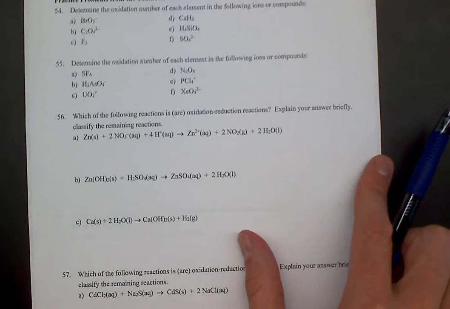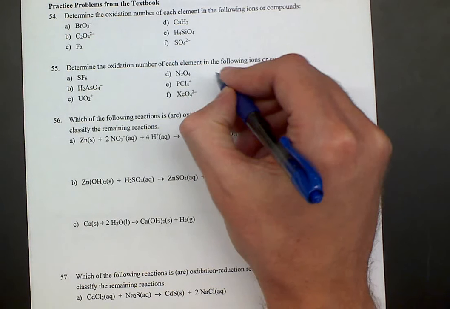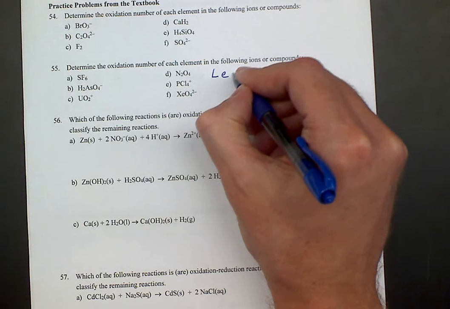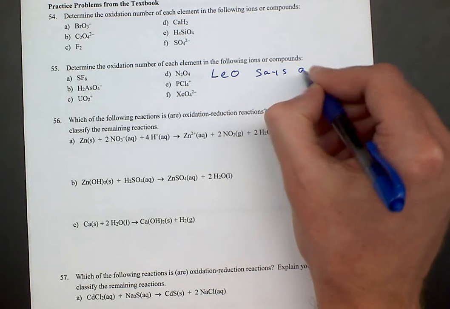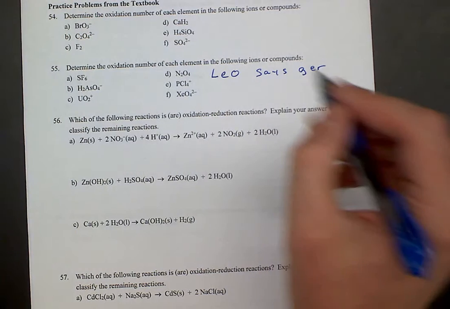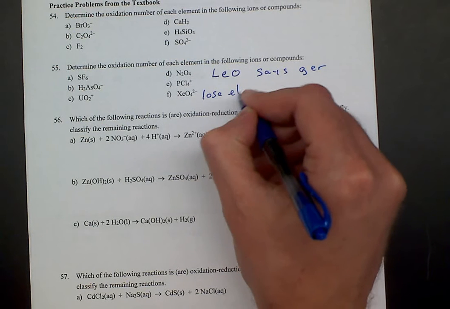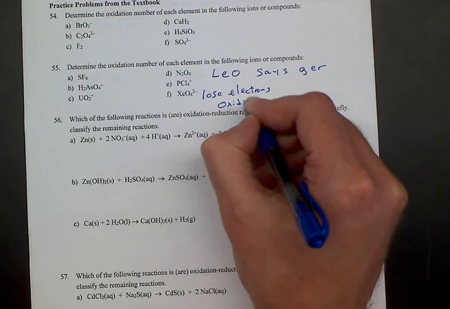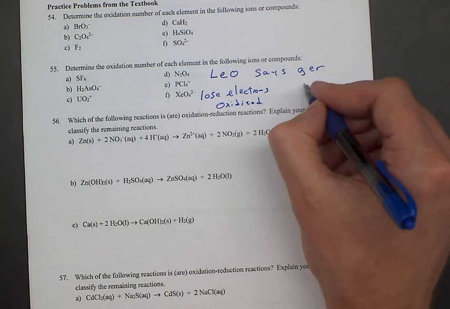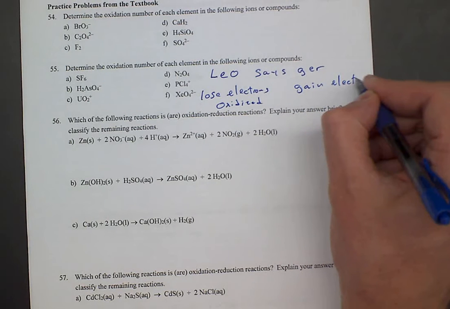We're looking for things that are either oxidized or reduced, and we use an acronym that goes LEO says GER to help us out. Okay, and LEO stands for lose electrons, oxidized, and GER stands for gain electrons, reduced.